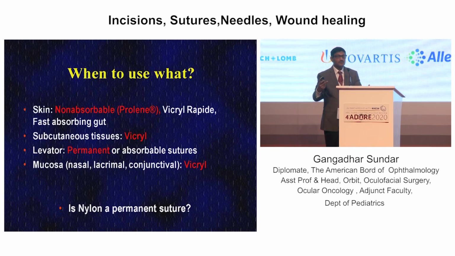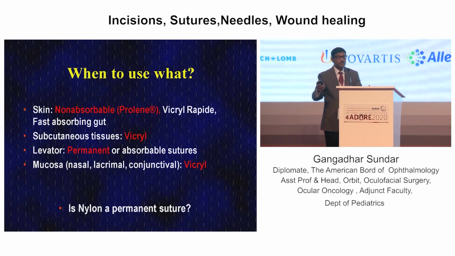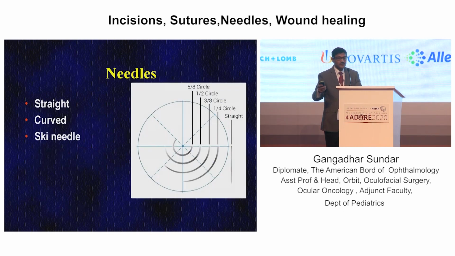So the general principle for sutures is that for skin, we use non-absorbable sutures because you want the patients to come back and remove them at a 5 to 7 day period. Subcutaneous sutures by default is Vicryl. Levator is controversial; I tend to use absorbable sutures. And mucosa, you hardly ever suture, but if you do, we end up using Vicryl sutures itself. Question for the postgraduates: is nylon a permanent suture or not? You think about it and we'll answer it in the discussion session itself.